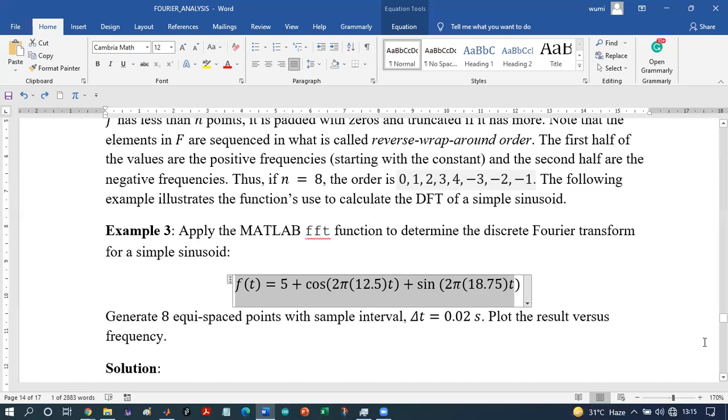Remember that I told you that for this formula, the 1 over n can either be in the DFT or the inverse DFT. If we decide to use 1 over n, then f of 0 is simply 40 over 8, which is equal to 5. So now we do it for k is equal to 1.